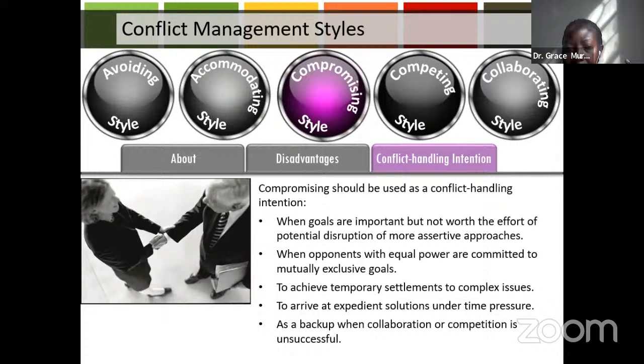Let's now look at the other styles, competing and collaboration. If you look at the number four style, it is competing. Are we there? Competing. Let me just hear from one person. What is competing? What do you understand?